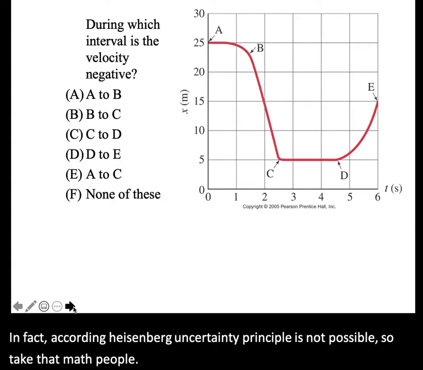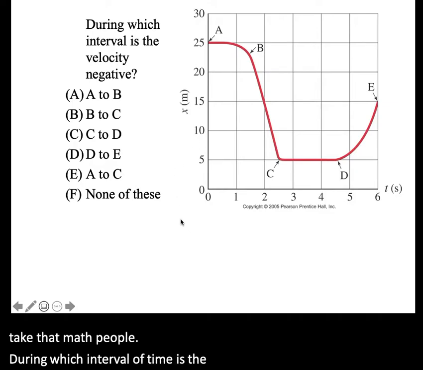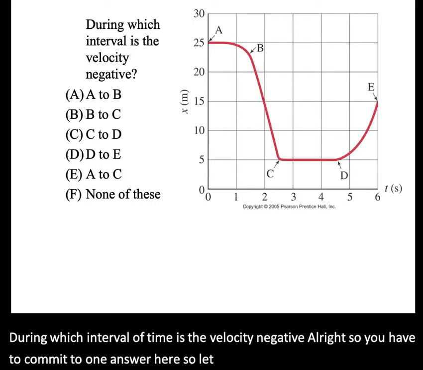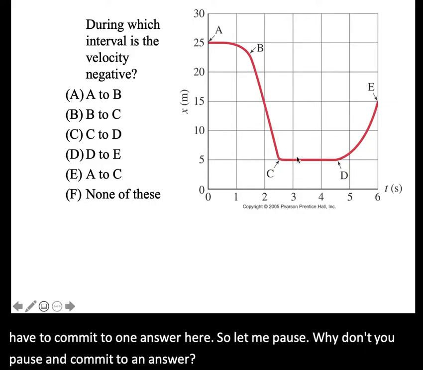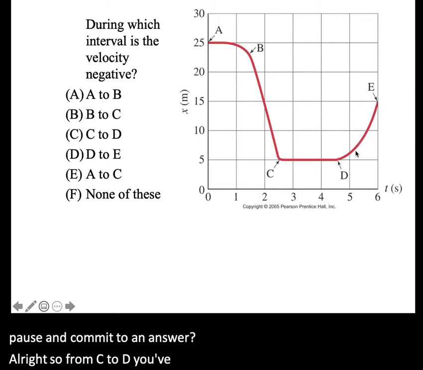During which interval of time is the velocity negative? All right. So you have to commit to one answer here. So let me pause. Why don't you pause and commit to an answer? All right. So from C to D, you've got 0. From D to E, you've got positive.